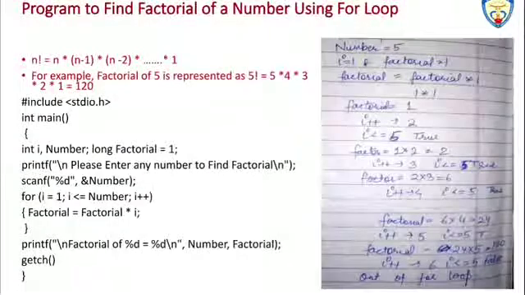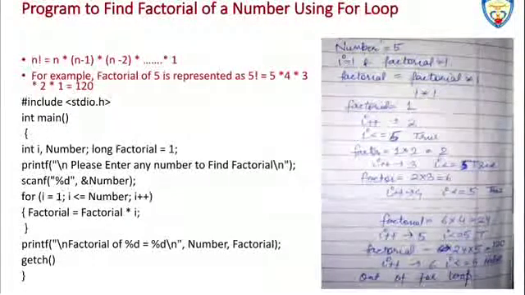If you look at the program, here we are using the for loop to find the factorial of a number. The factorial is simply, if we want the factorial of 5, then 5 factorial will be 5 into 4 into 3 into 2 into 1. So what we are doing is reducing the value and getting the multiplication, which equals 120.